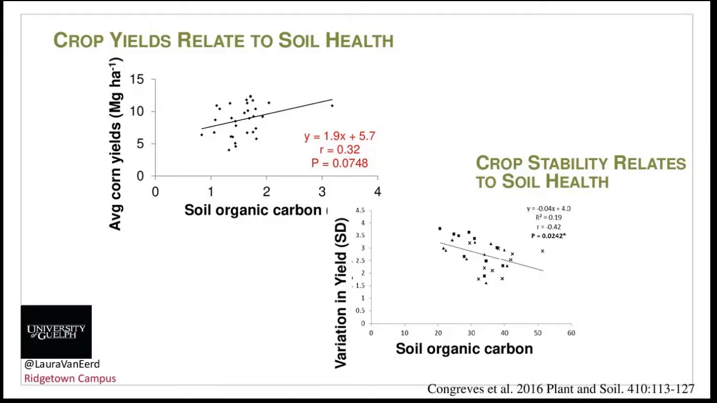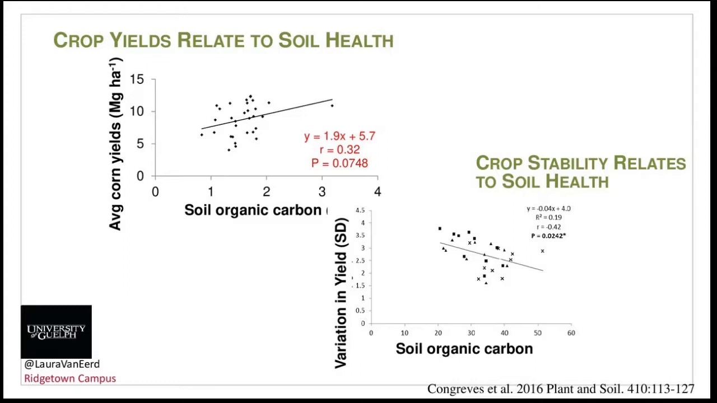And as well, better soil health relates to crop stability. So the more soil organic carbon, the less variation in yield over those 5 years. Over those 5 years, you had some wet years, some dry years, but your yield was more stable in those extreme weather years when you had good soil health. That's that protection, that's the resiliency that good soil can provide in terms of yields.